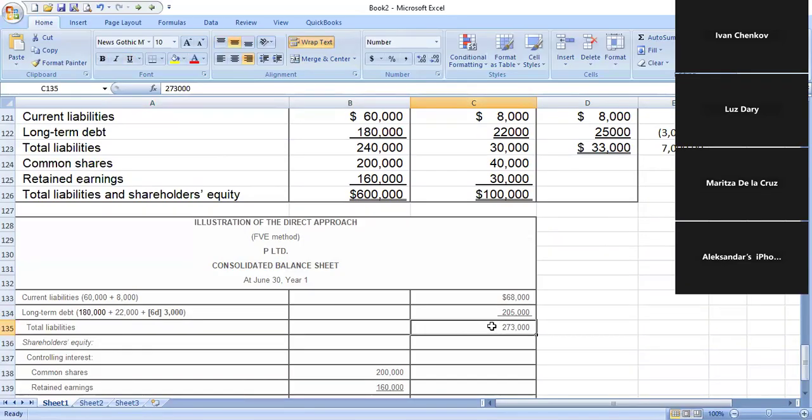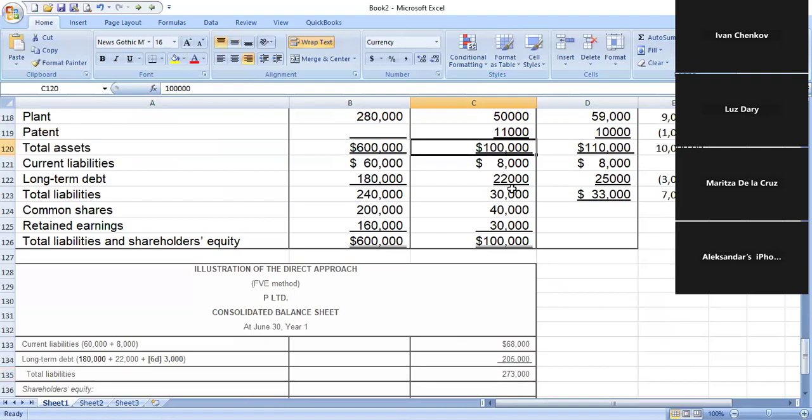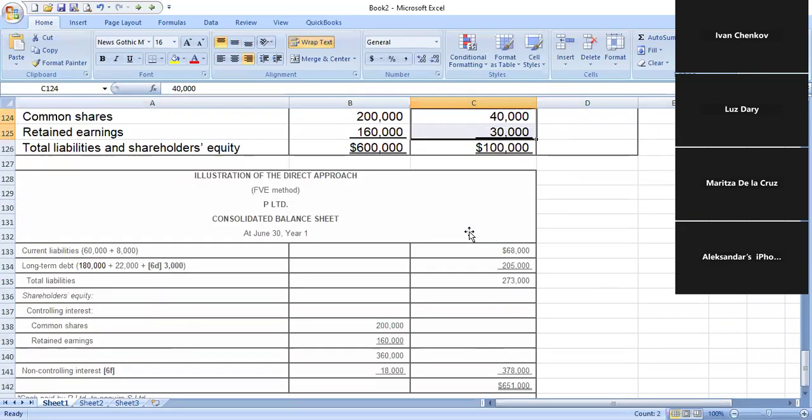And the total liability. Now, watch this. Since I combined those two numbers, 100 minus 30, how much is it? 70, right? I already put those 70 on the consolidated, so I don't have to do this anymore. Make sense? So on the consolidated balance sheet, only my common shares and my retained earnings are going to stay.